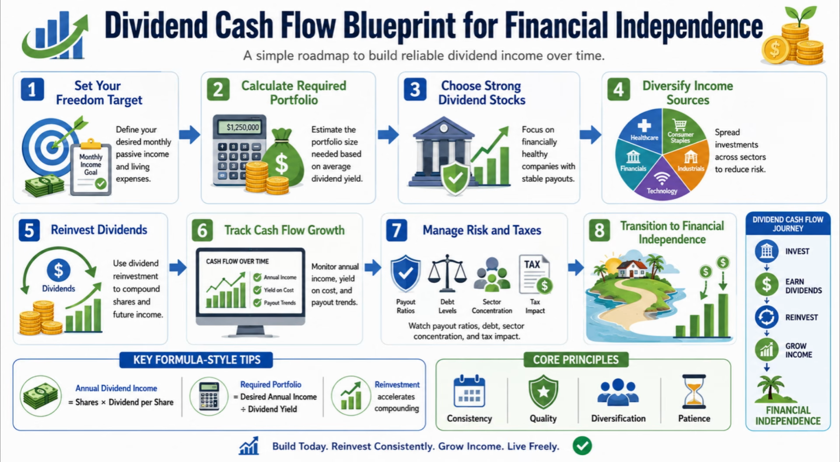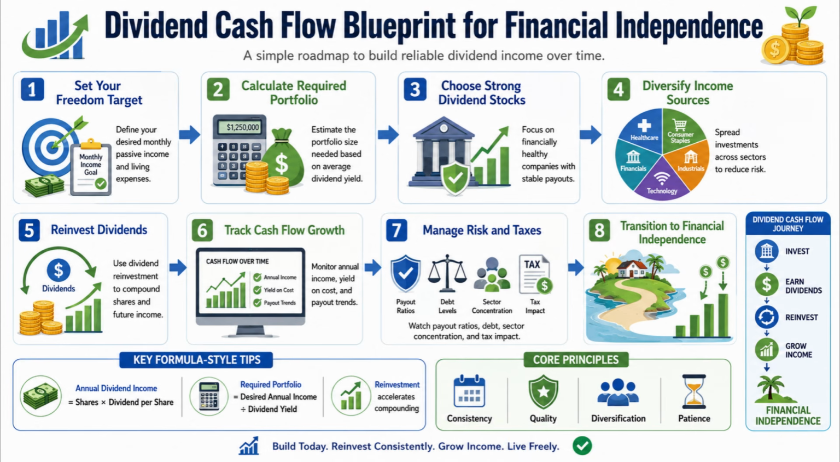At the same time, carefully manage risk and taxes. Review payout ratios to understand how much of a company's earnings are being distributed as dividends. Also examine debt levels, sector concentration, business performance, and the possibility of dividend reductions. Tax treatment can also affect the amount of income investors actually receive, so decisions should be based on after-tax cash flow rather than only the advertised dividend yield.